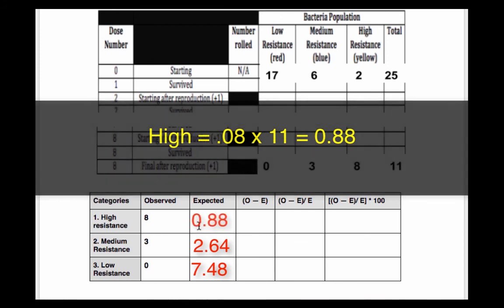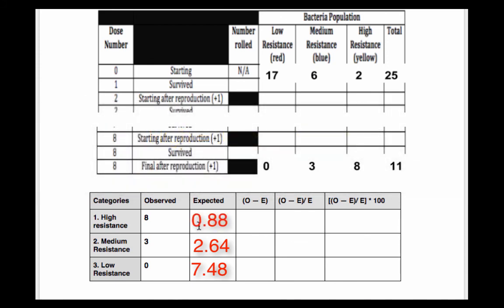And if we add up our 0.88, 2.64, and 7.48, that should give us back our 11, which is the same as adding up all of our observed. So that's how you do those calculations. Then you can follow the rest of the steps and get your percent error. Some might be negative, some might be positive, but that will let you know how much the population has changed.